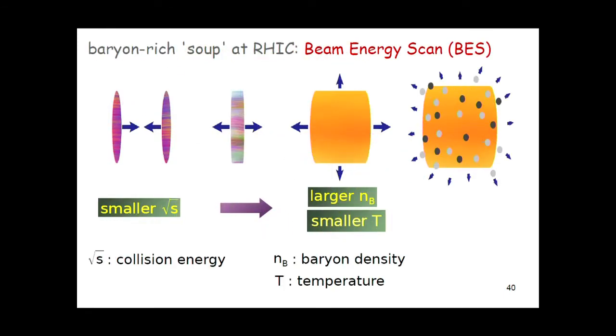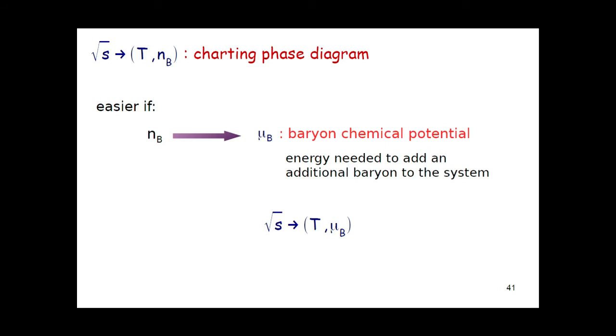But to chart the phase diagram, just like in the case of water, we need to know how this collision energy connects to the thermodynamic observable that we plot along the phase diagram, like the temperature or the baryon density. To do this translation, it is easier to trade the baryon density in terms of the energy needed to add an additional baryon to the system. This energy is known as the baryon chemical potential. This baryon density and baryon chemical potential have a one-to-one correspondence. I will show you one example that once you know the baryon chemical potential, you can go back to the baryon density or the other way around.